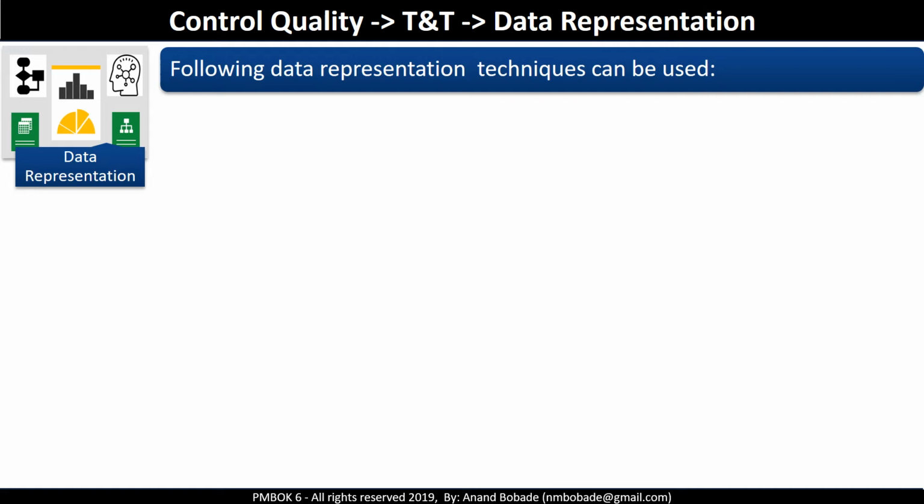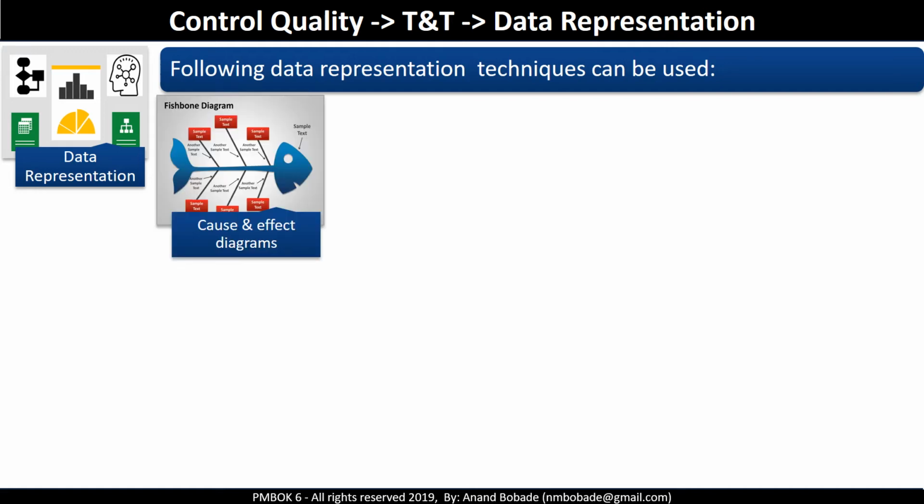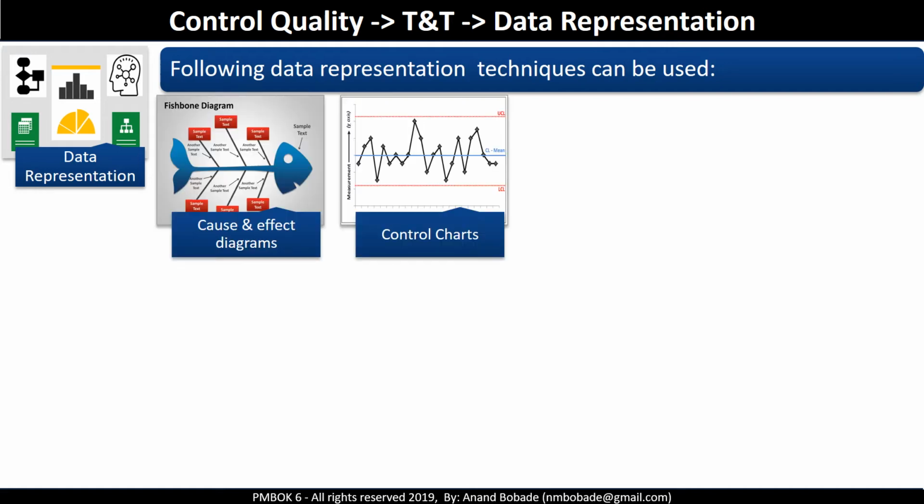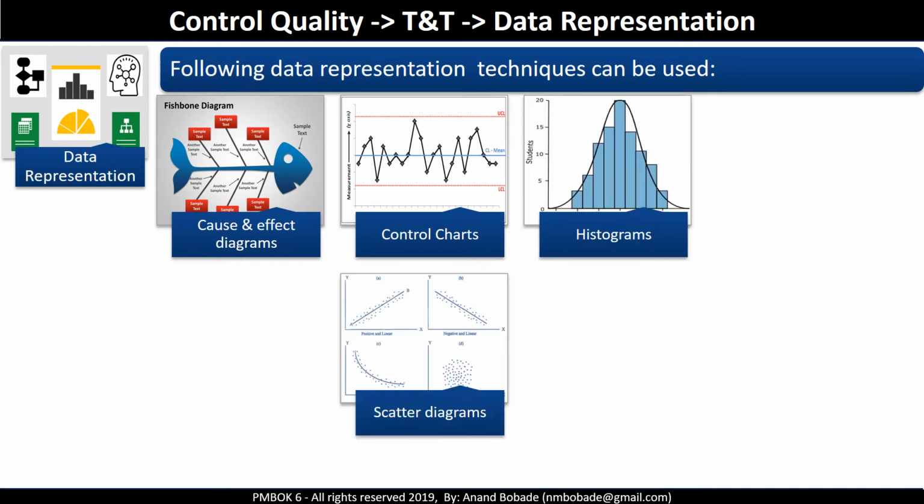Data representation tool and technique. There are various data representation techniques used during the control quality process. These are cause and effect diagrams, control charts, histograms, scatter diagrams. Let's look into each one by one.